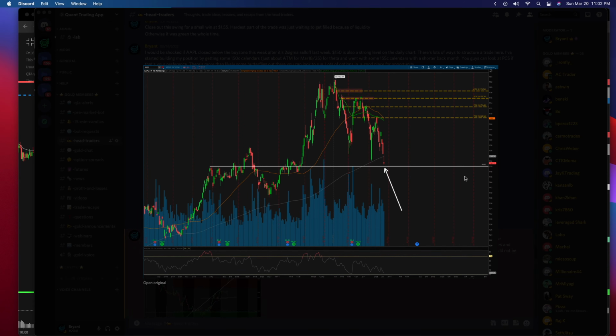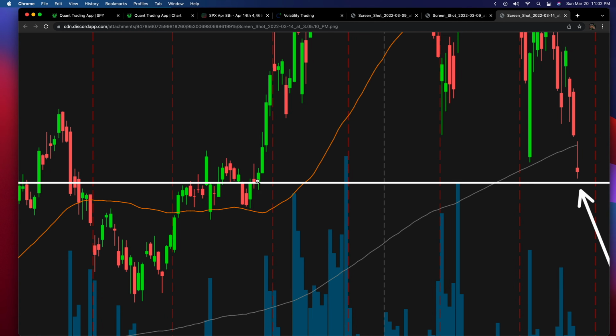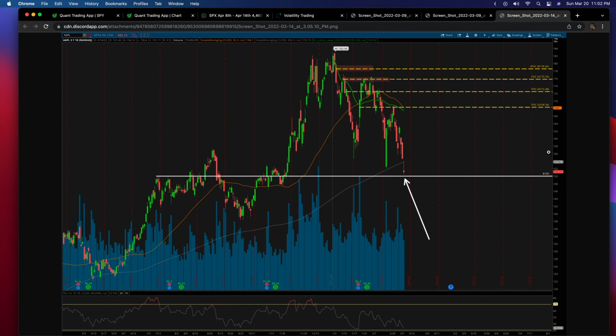Now we have 150. For those of you that were part of QTA during this time, you know we swung Apple from here all the way up. It hit 160 within a week, and then it went all the way up to 170 the following week, and this is where it went flat.